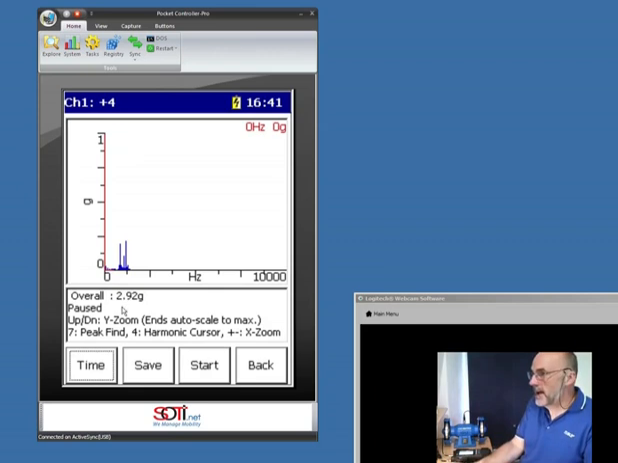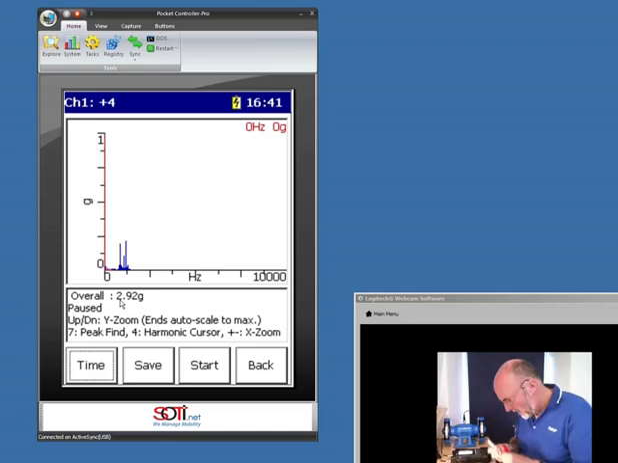And that has come out at 2.9 G. I actually read 3 G at one point. If you'll permit me, I'm going to round that up for reasons that you'll see. I'm going to round that up to 3 G. 2.9 G true peak. Switch off our machine.